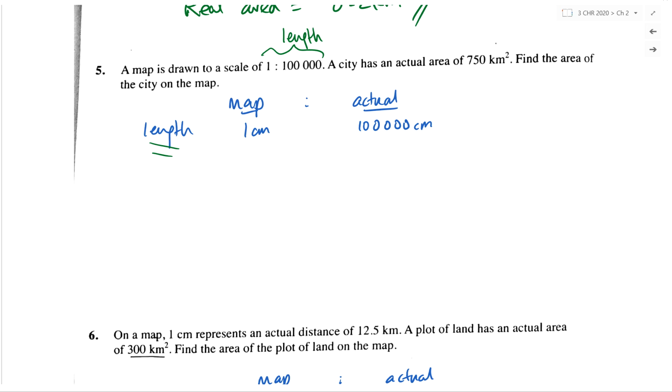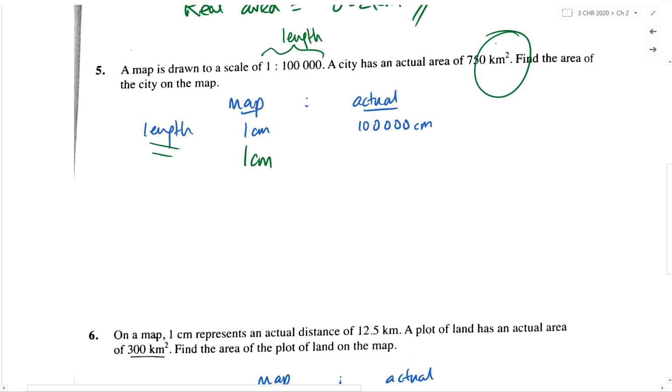Divide by what? Cm square to km square. Not so simple, no? You have to divide by 1000 square. Then you have to divide by 100 square, then you divide by 1000 square. Very complex, very troublesome. So at this point, because my actual area is in km square, I want to convert to km first. It is easier.